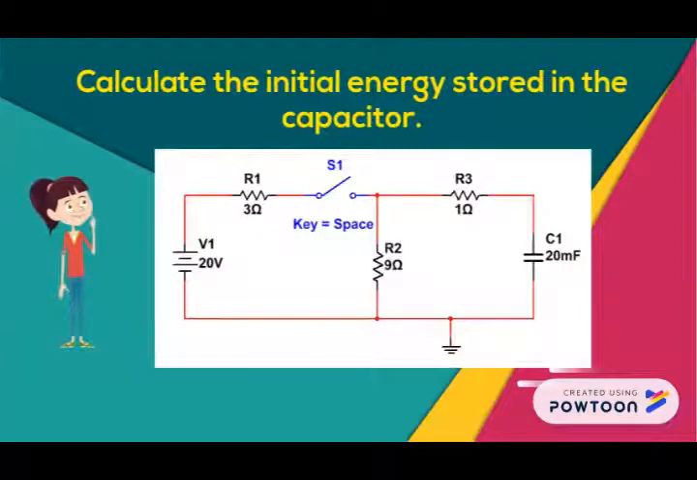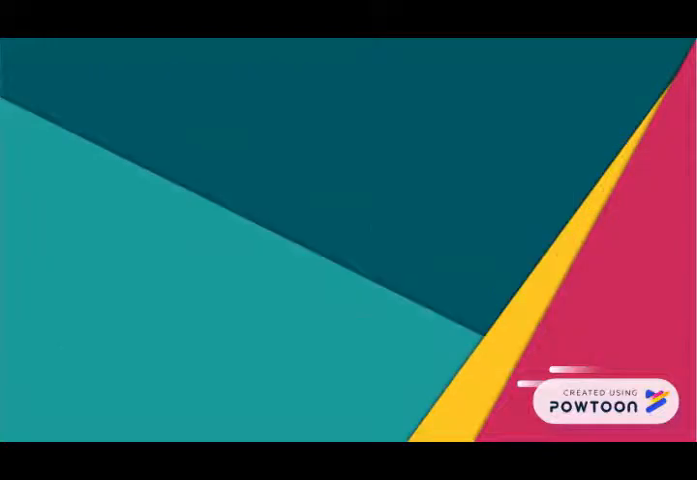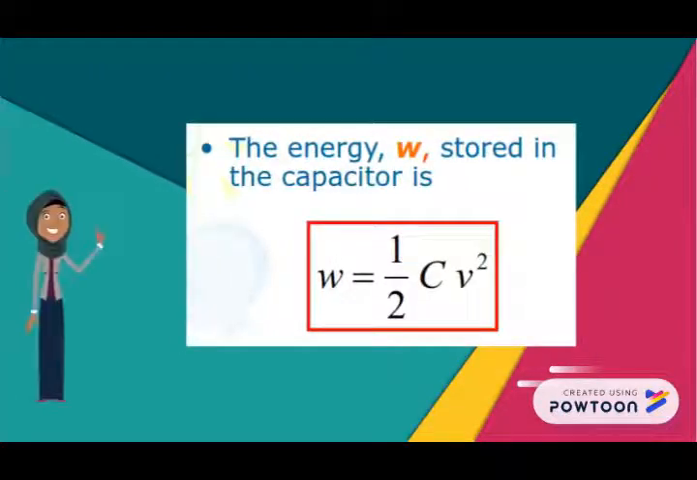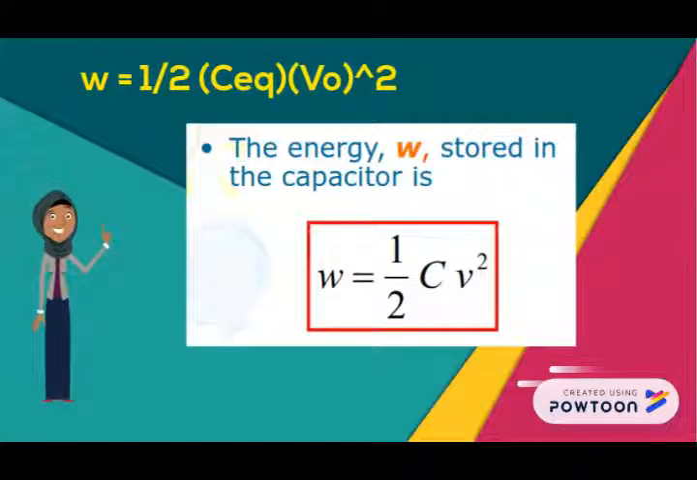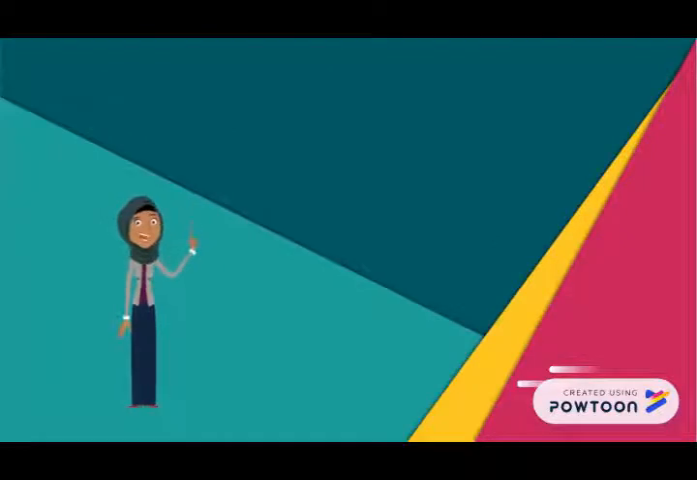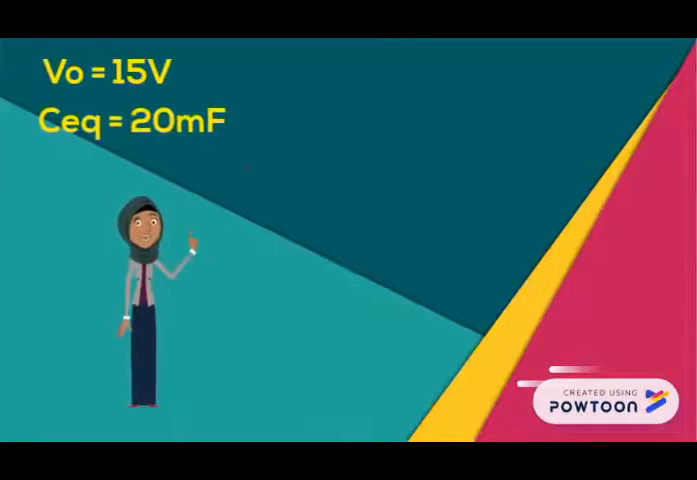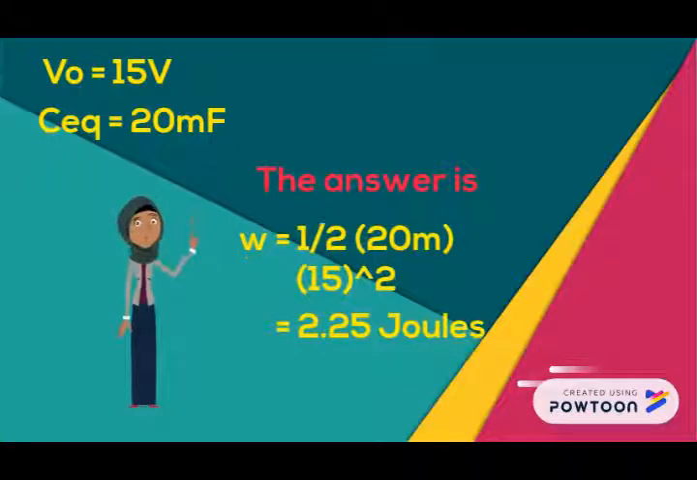How to find the initial energy stored in the capacitor? You need to use the formula where the energy is 1 over 2 multiplied by C equivalent multiplied by V initial squared. By using the values from the circuit, V initial is equal to 15 volts and C equivalent is equal to 20 millifarad. The answer is 2.25 joules.